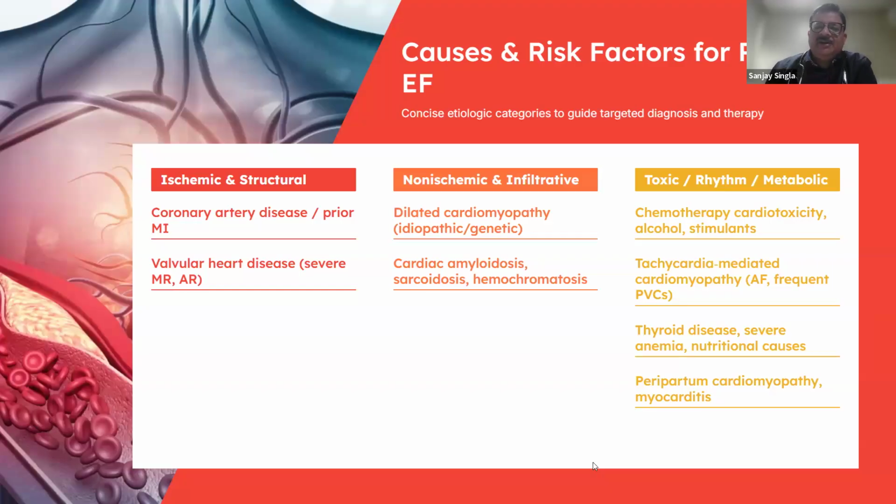Then it can be tachycardia-mediated cardiomyopathy, which can be due to AF or frequent PVCs, thyroid disease, or peripartum cardiomyopathy. I have seen a number of patients with peripartum cardiomyopathy, and we have to keep our eyes open. If the patient has tachycardia and shortness of breath, it is not always due to the pregnancy and its effects. It can be due to cardiomyopathy.